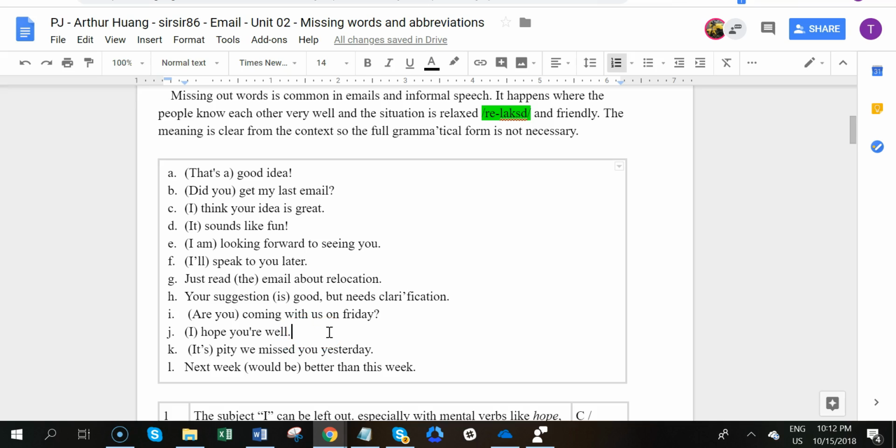I hope you're well. Okay. It's pity we missed you yesterday. And the last? Next week would be better than this week. Okay, so as you can see, Mr. Arthur, in those words inside the parentheses, there are the most missing words in formal. For example, I will say to you, good idea. So that is informal, right? So if you are going to make it formal, then I will make it complete. That's a good idea. Okay, that is for all.